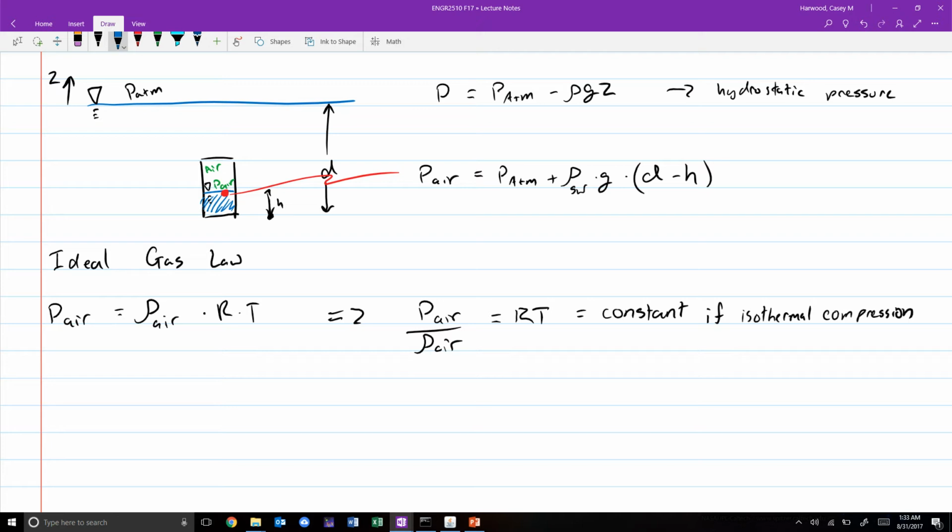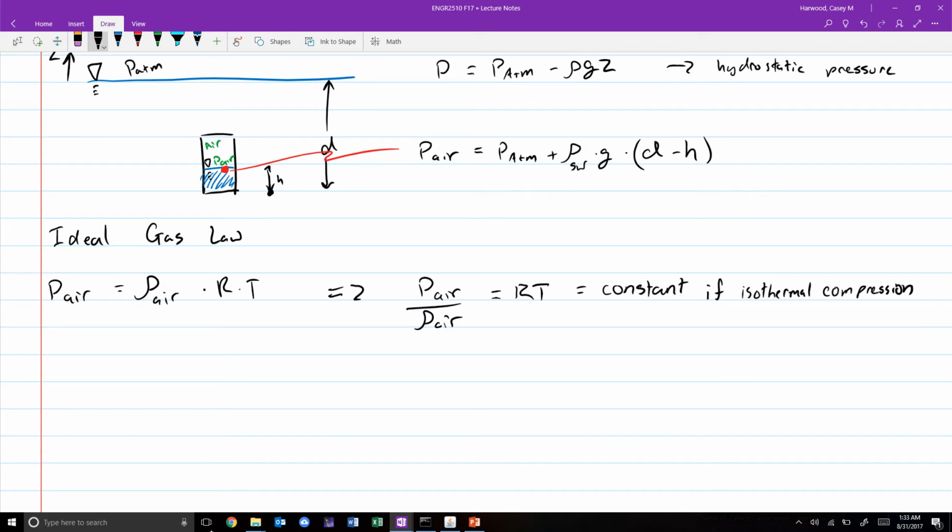Meaning that if we can go ahead and find that constant, RT, then we can plug that into this version of the equation right here to find the pressure of the air due to gas compression, which will then balance the pressure at this interface created by hydrostatics. All right, so how do we go ahead and find this value of RT?